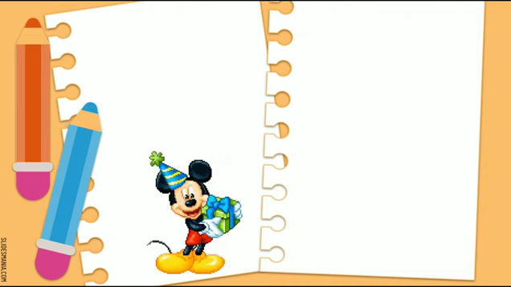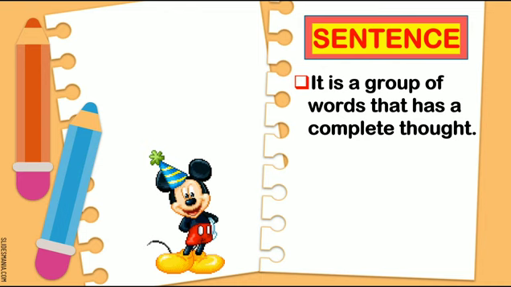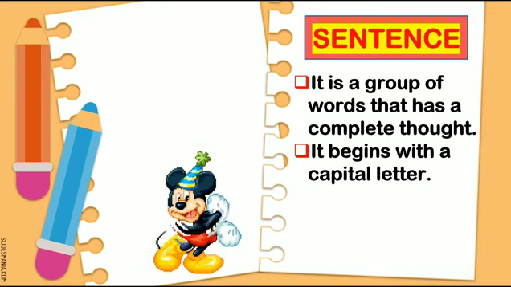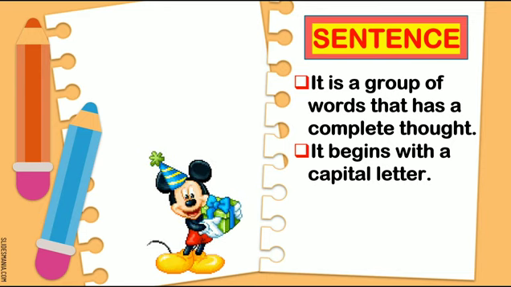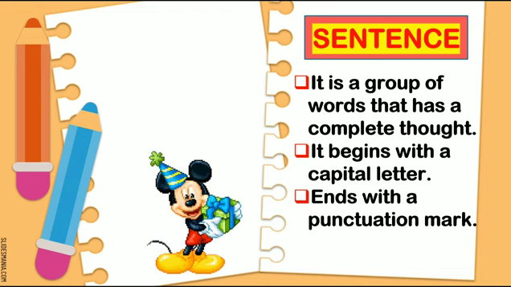Let us discuss first what a sentence is. A sentence is a group of words that has a complete thought. It is complete if it is something that you can easily understand and you would be able to answer some questions about it. It is a sentence if you begin it also with a capital letter. So kids, every time you write sentences, always begin your sentence with a big letter, and also end it with a punctuation mark.